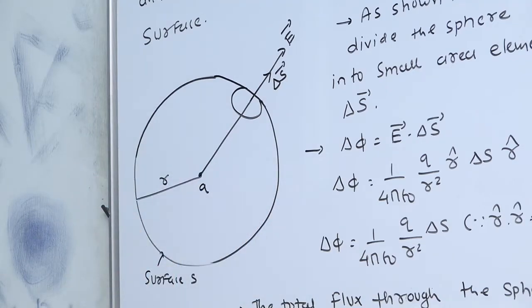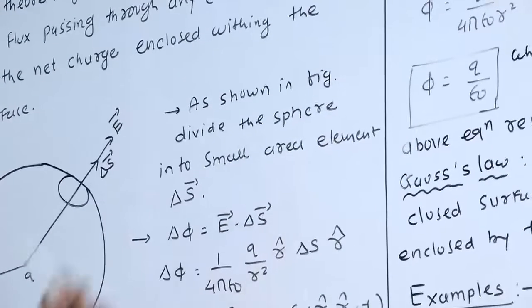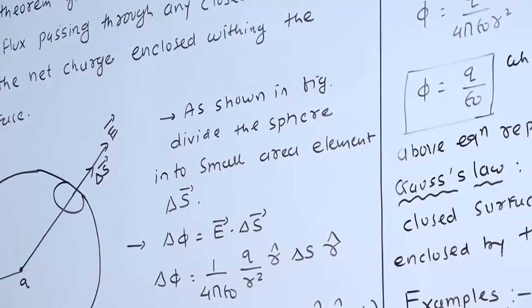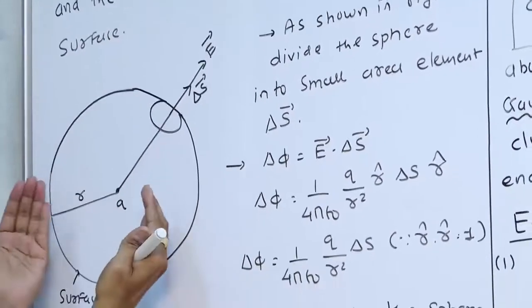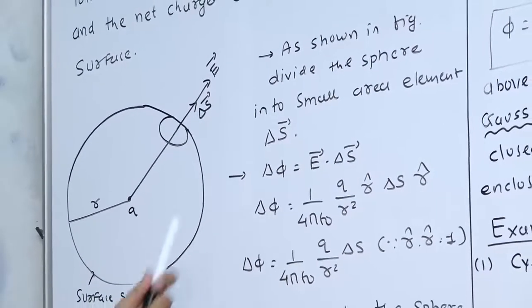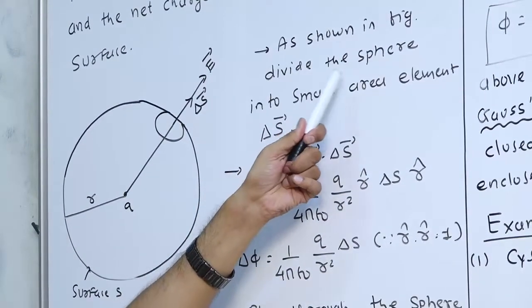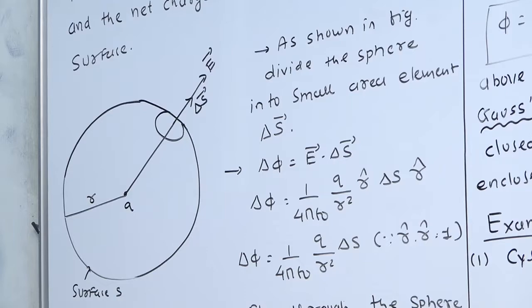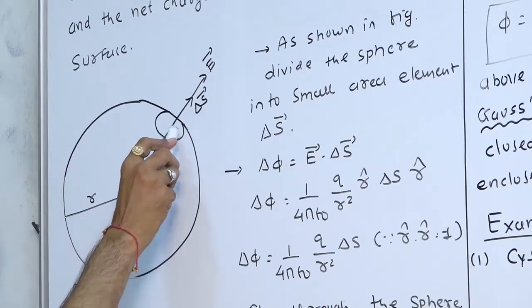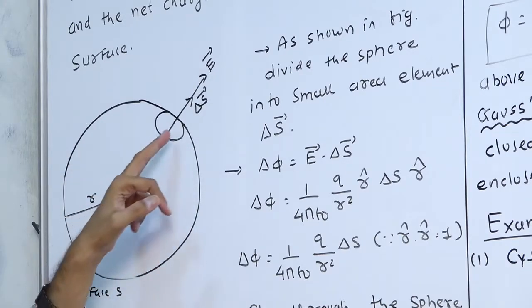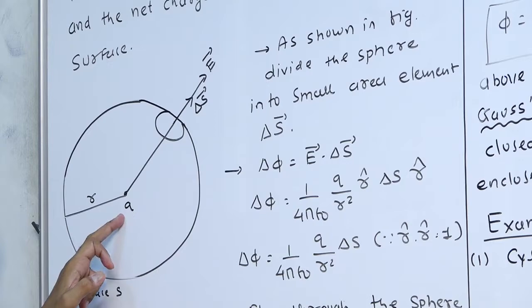Okay. So now the first statement, there is a figure. There is a point charge Q. Imagine one smaller sphere. This whole sphere is to be divided into small elements of delta S. So this is our delta S, and this is our point charge Q.